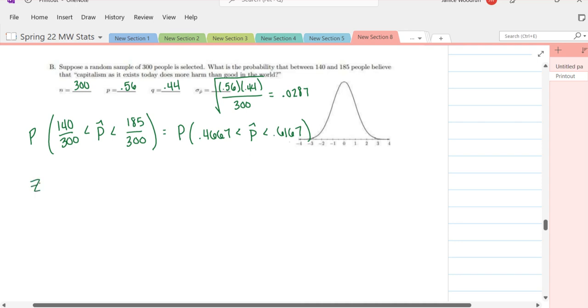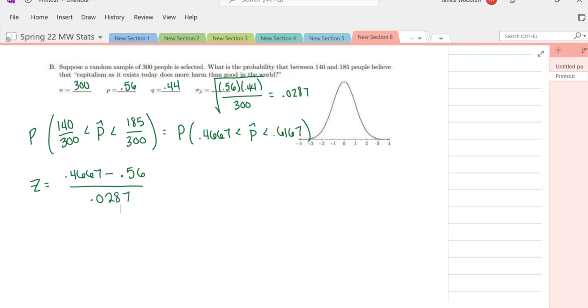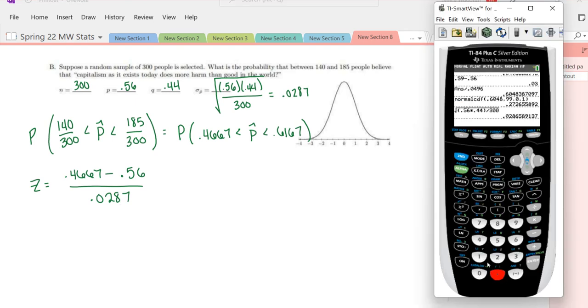So we'll start with the 0.4667. 0.4667 minus P, which is 0.56, over our standard deviation we found to be 0.0287. Okay, so 0.4667 minus 0.56, and then divided by 0.0287. So negative 3.2509.